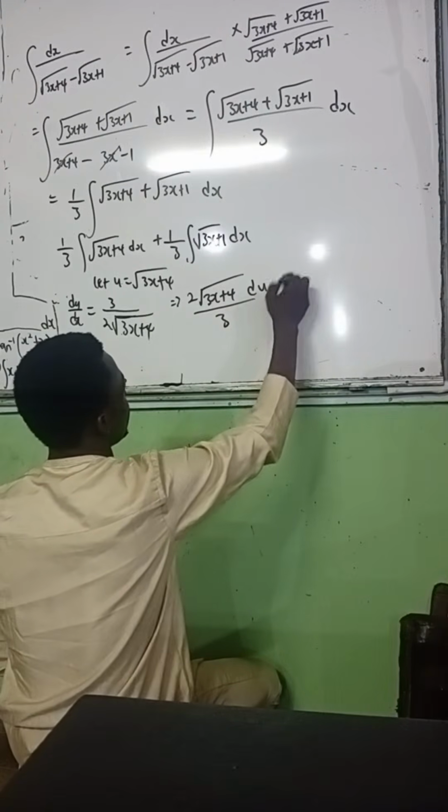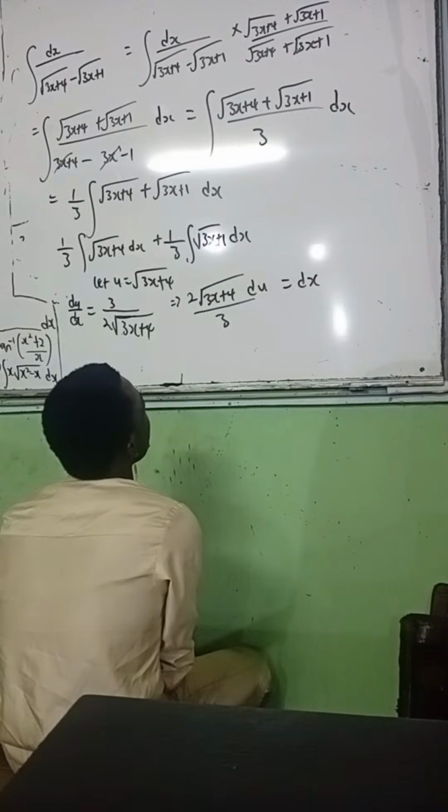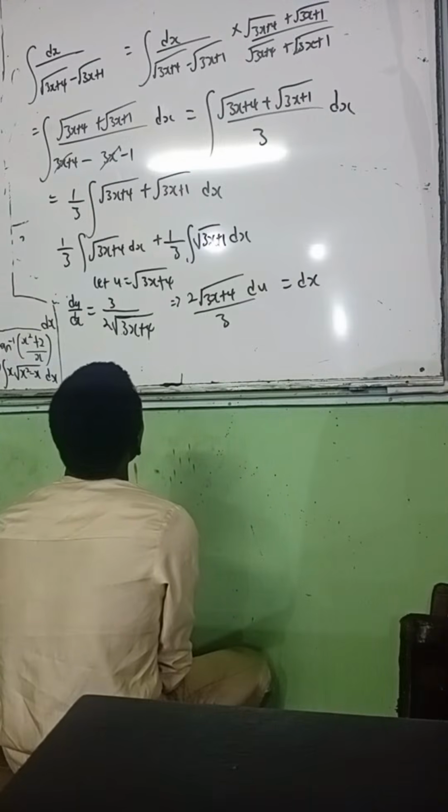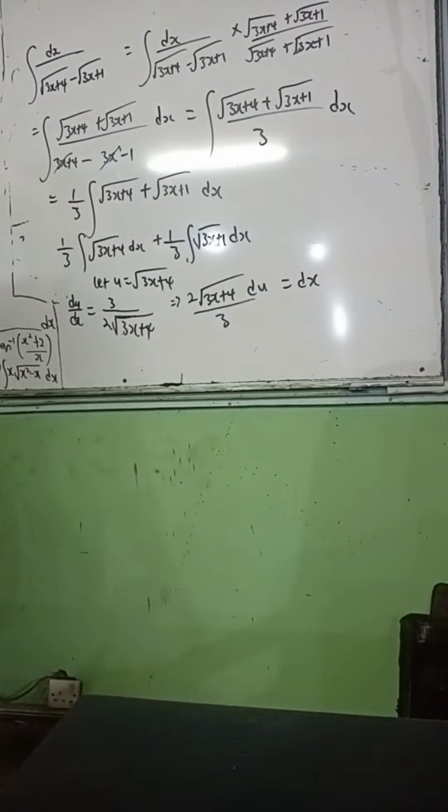Over 3 equals to what? dx. Okay, open the square root. If you open the square root, I think we're good to go. The square root of the square root.